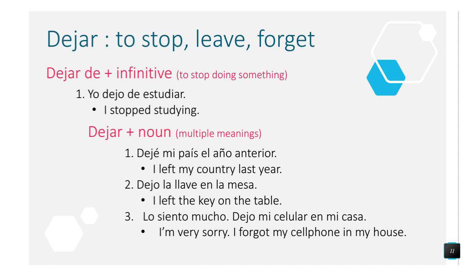As you can see, if you use the de, then it means I stopped studying when followed by a verb. I stopped doing something. And if you don't use the de, it can change in meaning. Either I left a place, I left something somewhere, or in the right context, it could even mean that you actually forgot something, like you left it and you didn't mean to leave it.